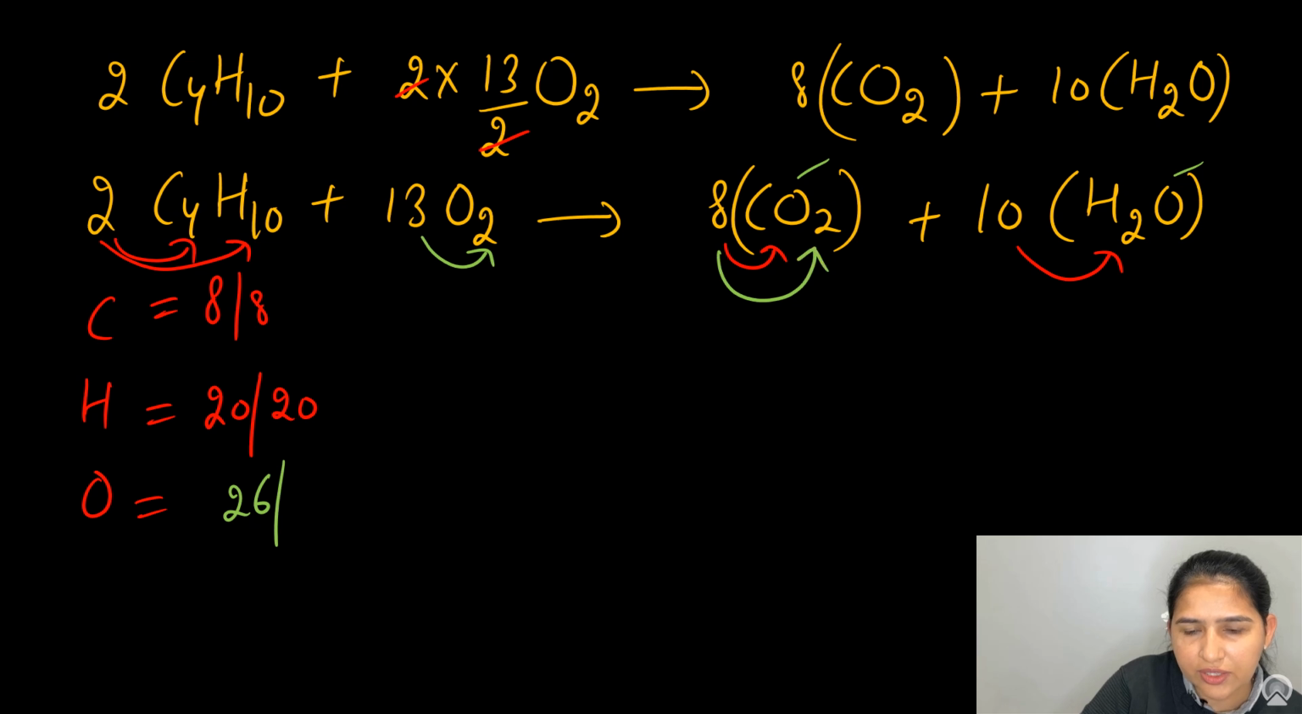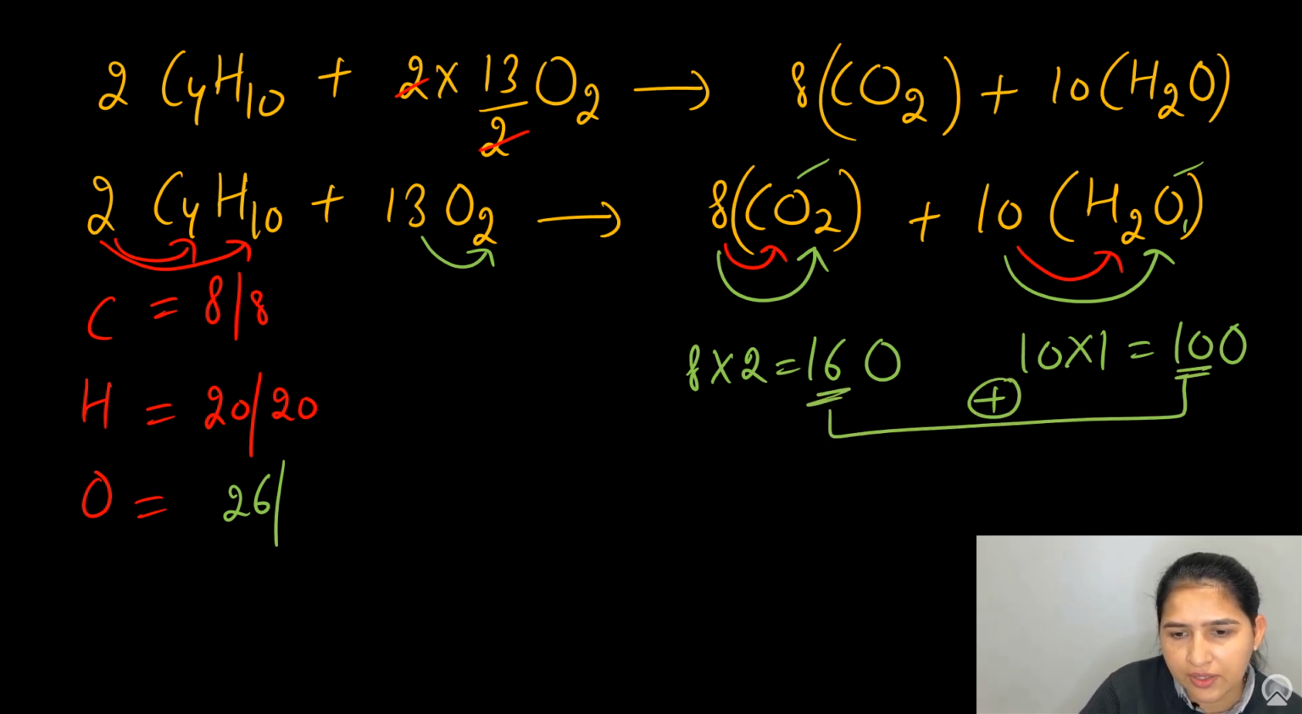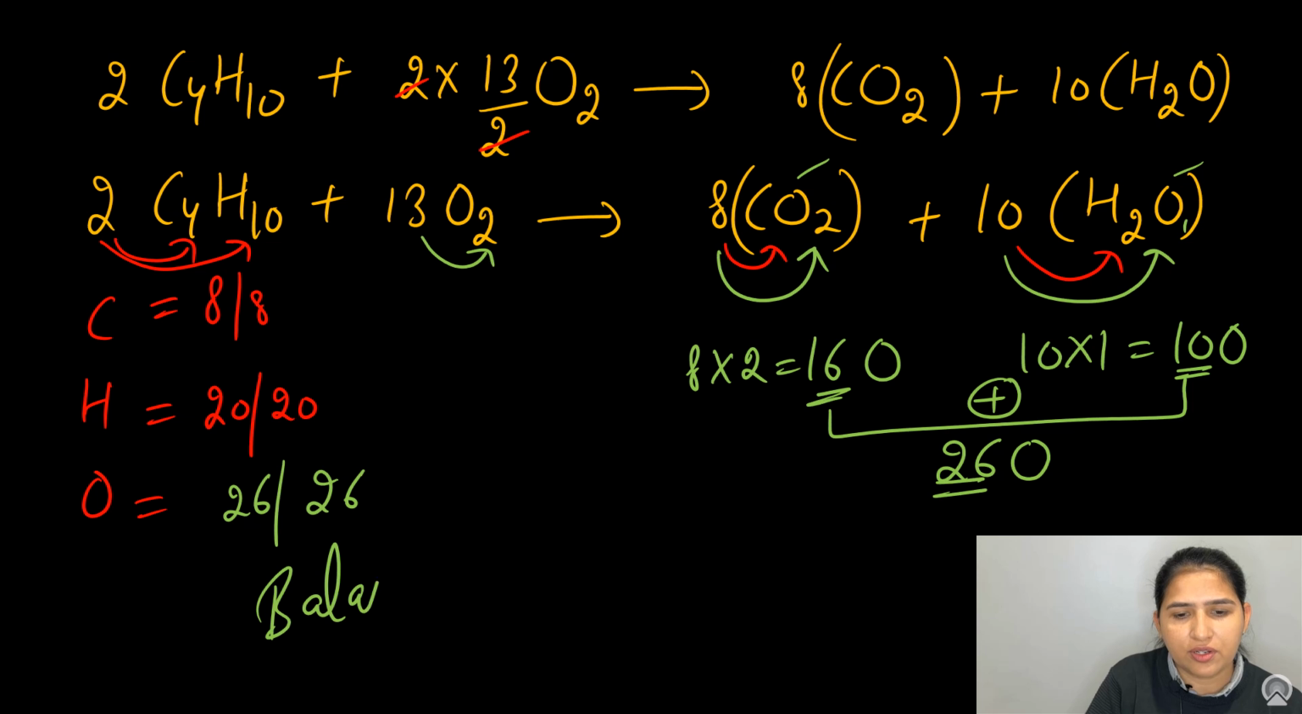Let's check it together. It's going to be 8 times 2, 16 oxygen, and here 10 times 1, which is going to be 10 oxygens. So in addition of these two numbers, what do we get? We will get 26 oxygen. So we got our balanced equation.